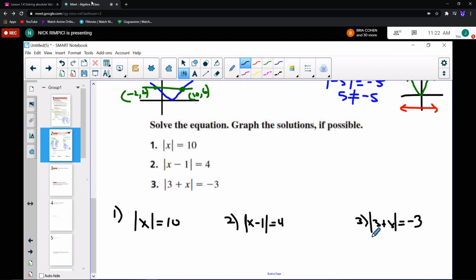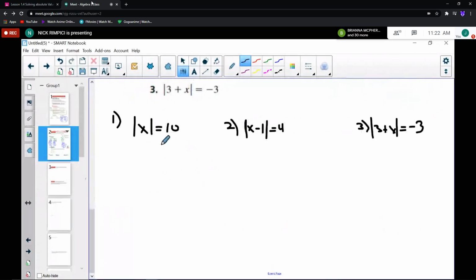All right. So who wants to give me the first one? I got 10 and negative 10. Yes, I agree. 10 and negative 10, right? That makes sense to me. That's like the first example I did. If you made two statements, x equals 10 and x equals negative 10, and you check that, the absolute value of 10 is 10, and the absolute value of negative 10 is also 10. So yes, these are correct.